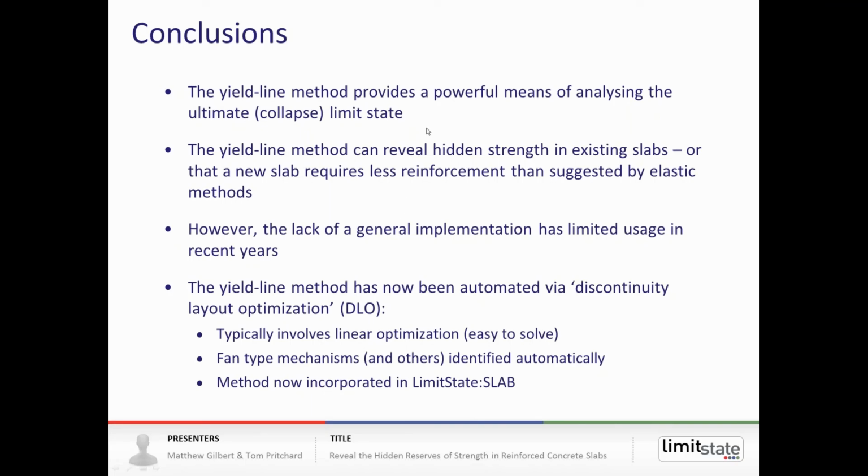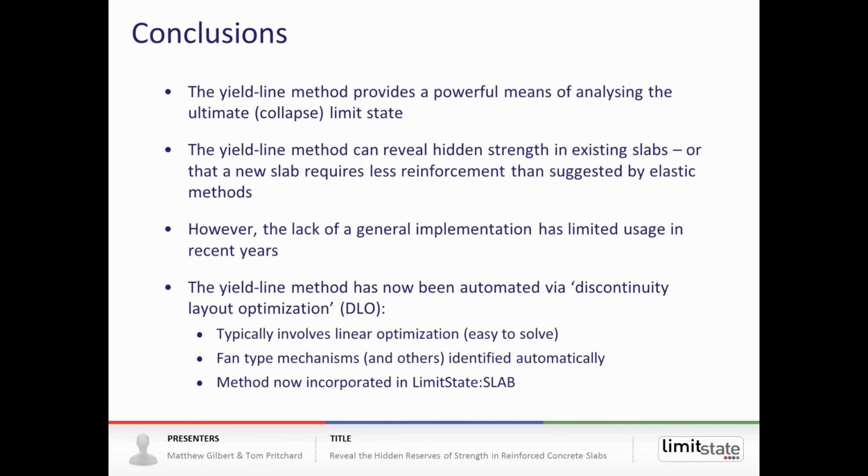So my saying is that the yield line method provides a powerful means of analysing the ultimate collapse limit state. It can reveal hidden strength in existing slabs, or if you're looking at a new slab, it requires less reinforcement than maybe suggested by elastic analysis methods. However, up until now, the general lack of implementation has meant that there has been limited usage of the yield line method in recent years.